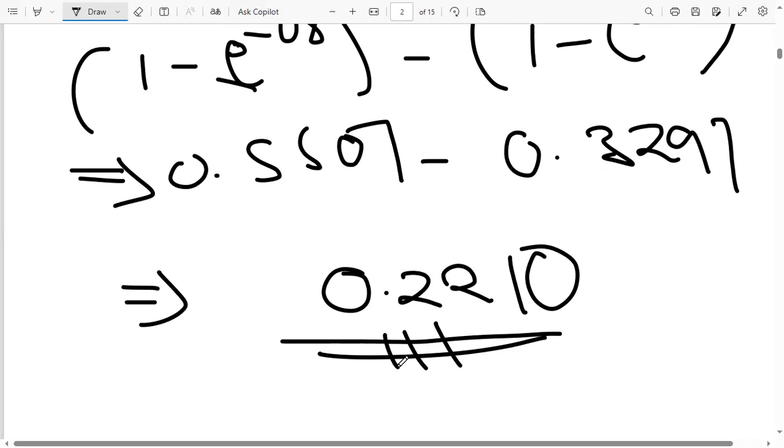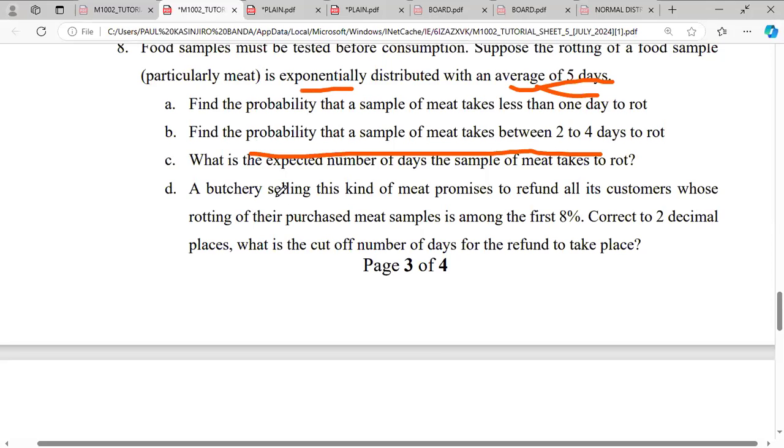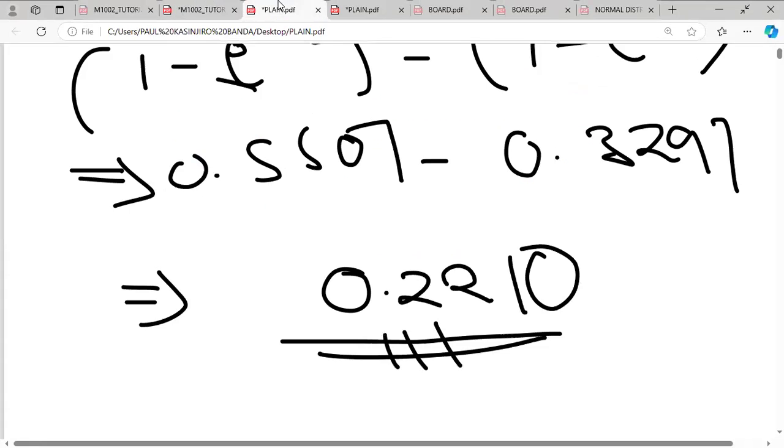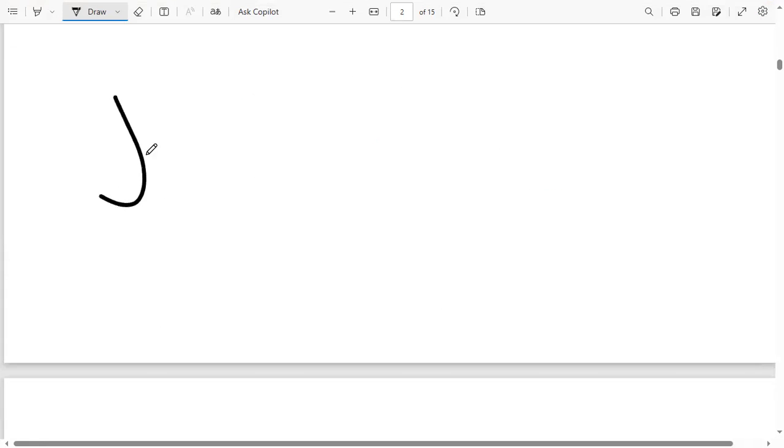Okay, so that is the probability that it is between 4 and 2. And then what is the other question here? They're saying what is the expected number of days the sample of meat takes to rot? Okay, I already gave you the formula.